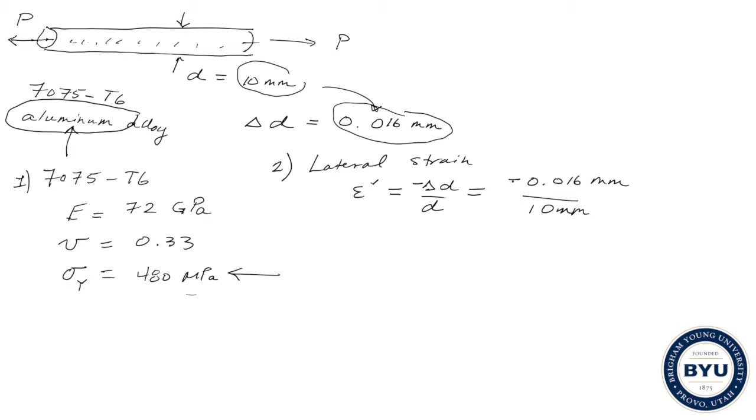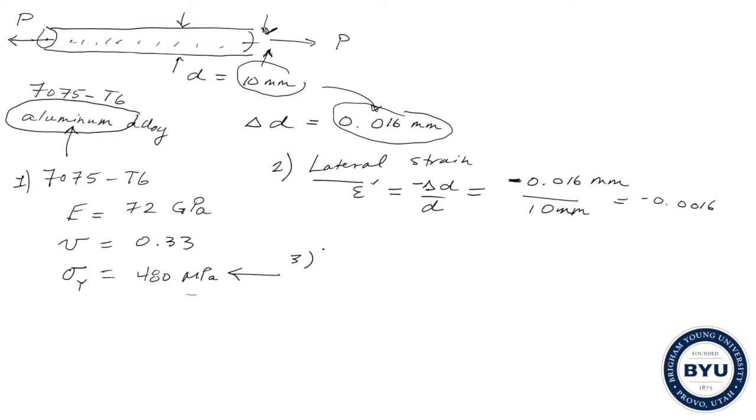Okay, so you might ask, well, why is this negative? Well, it's negative because this is a tensile stress situation, so this bar is getting longer, so we know that it's going to strain in this direction. So we say that if the strain is such that it's getting thinner, then it's a negative lateral strain. So this comes out to be minus 0.0016. So there's the lateral strain. I think I said axial. Lateral strain.